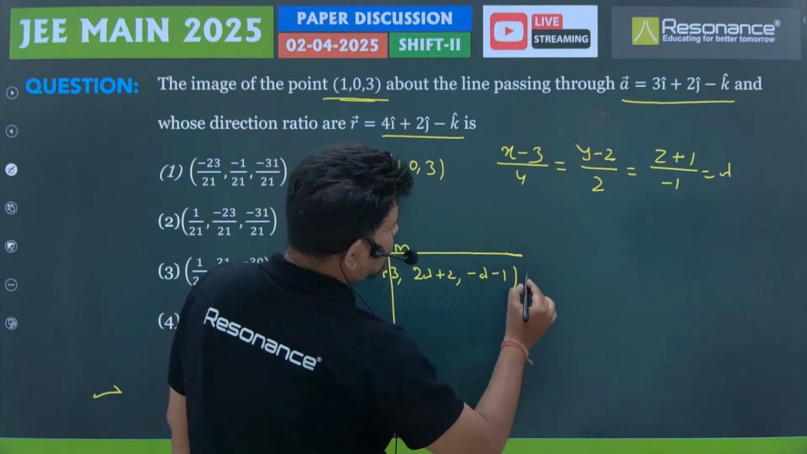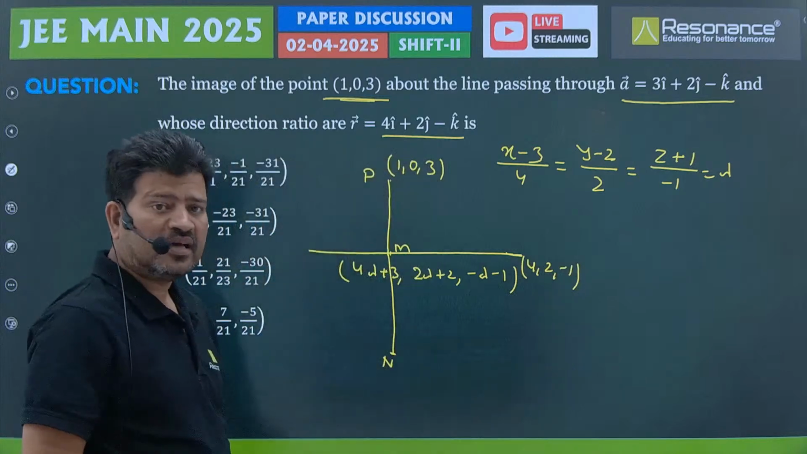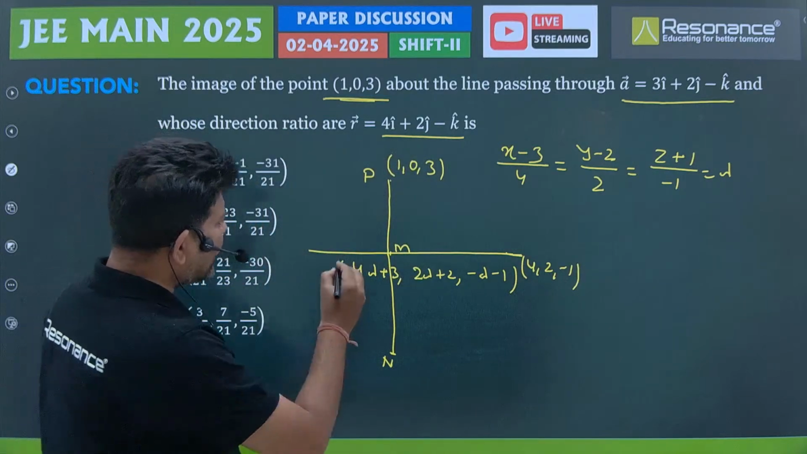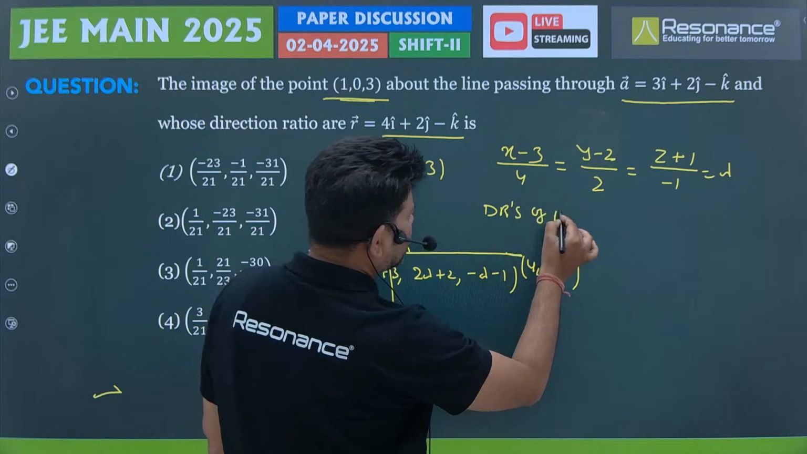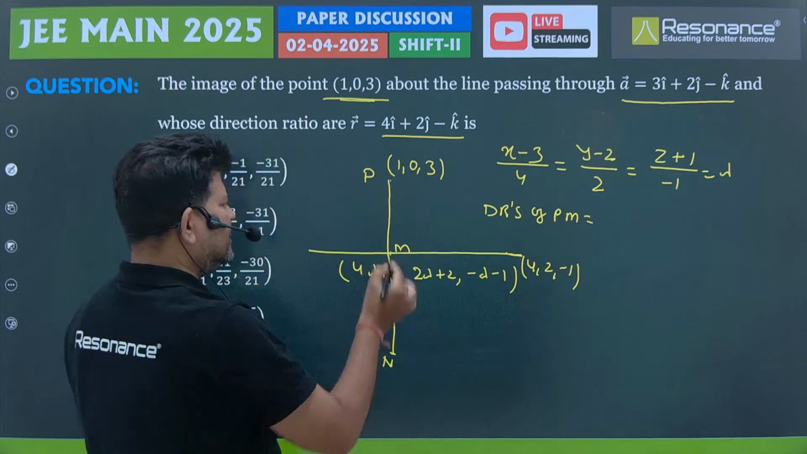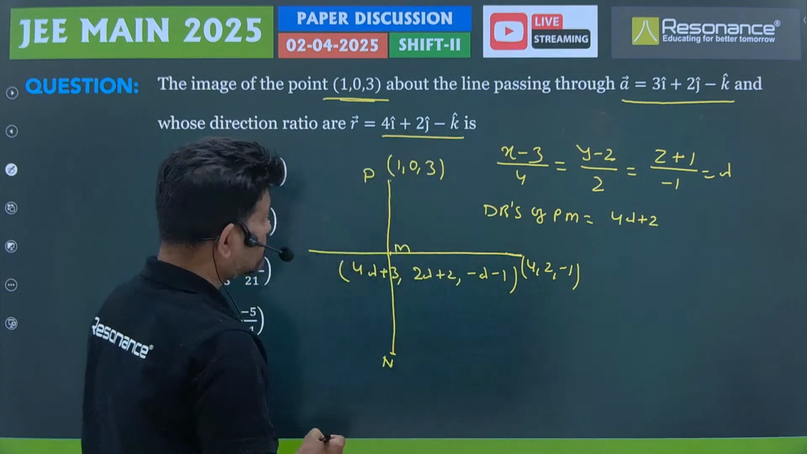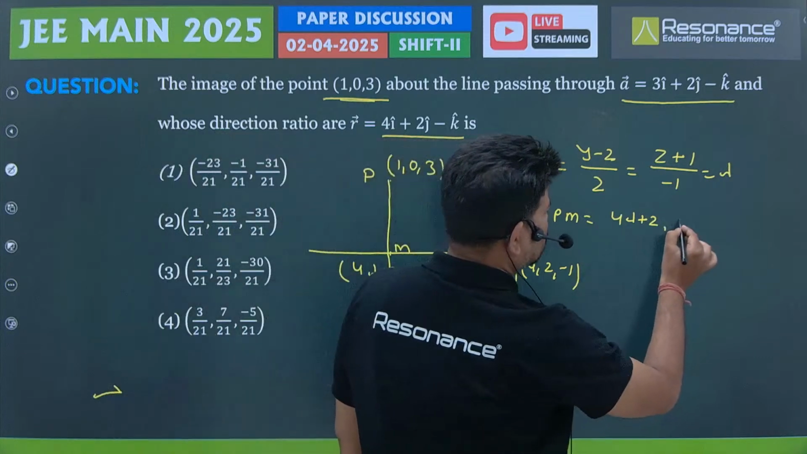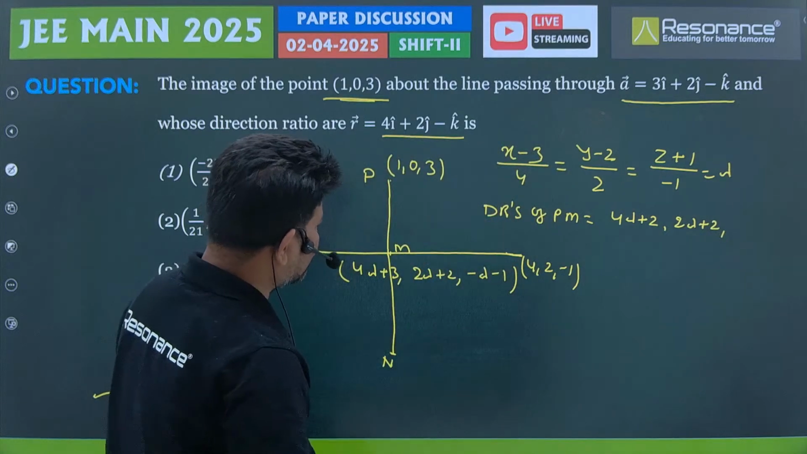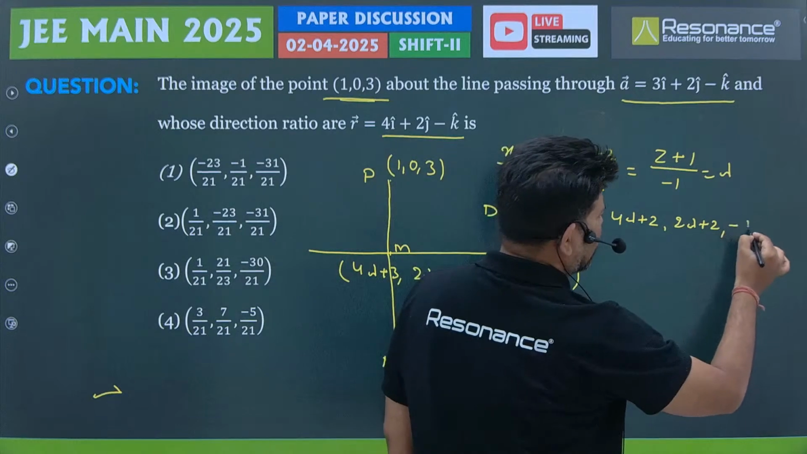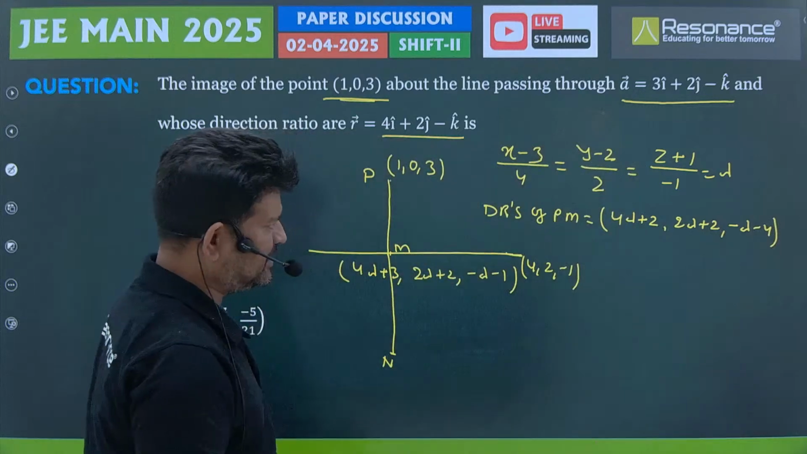This line has DR 4, 2, minus 1. You can write the DRs of PM as this minus this, which means 4 lambda plus 2, another one 2 lambda plus 2, and another one minus lambda minus 1 minus 3, so we can write minus lambda minus 4. So this is the DR of PM.